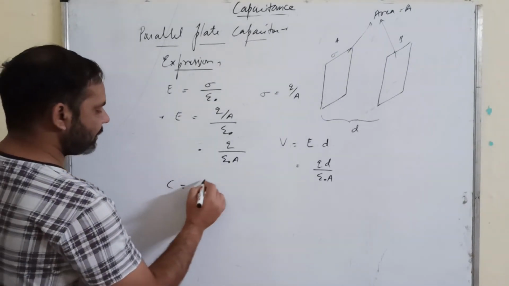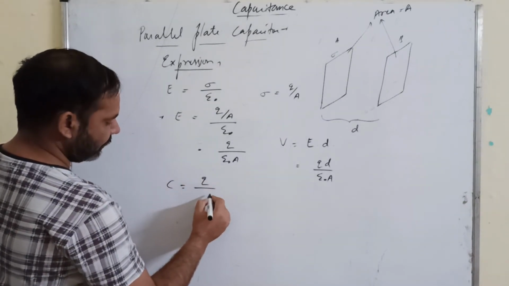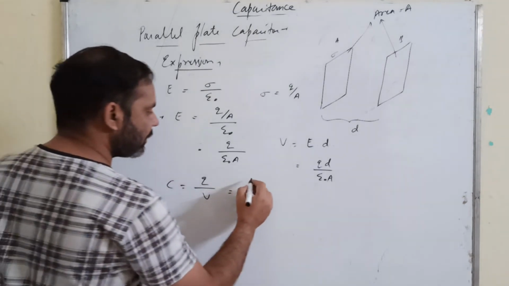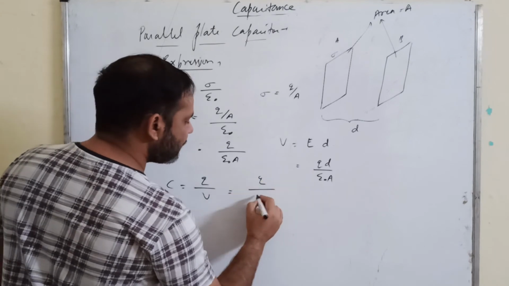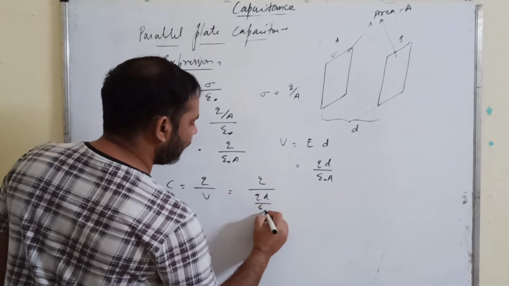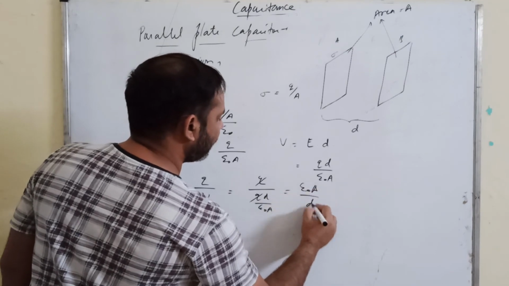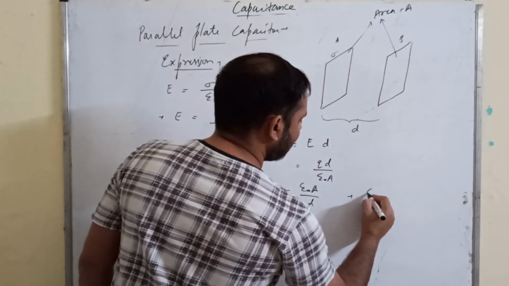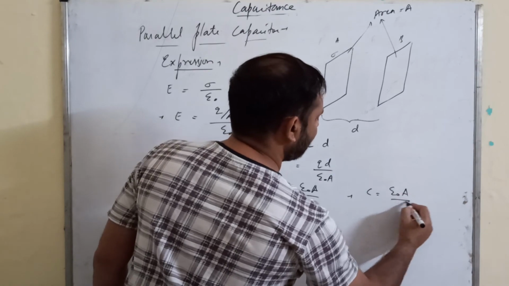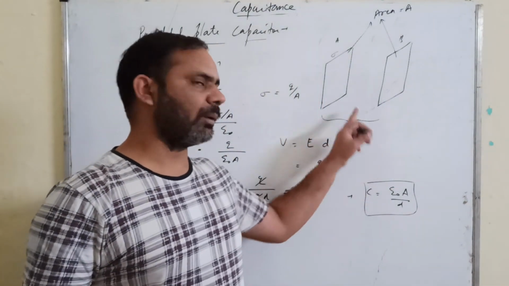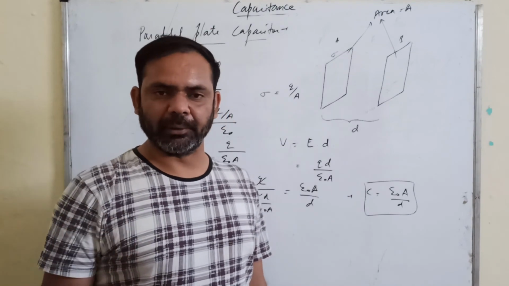Now capacitance is equal to Q upon V. So Q upon V is Q upon QD upon epsilon naught A. Q and Q will get cancelled, leaving epsilon naught A upon D. So the capacitance C is equal to epsilon naught A upon D. This is the expression for the capacitance of a parallel plate capacitor.